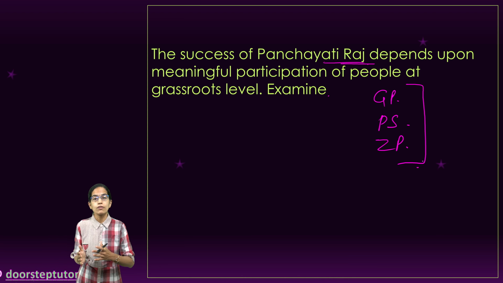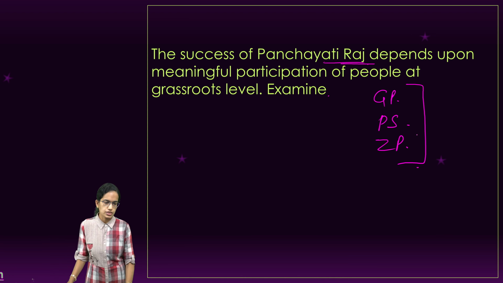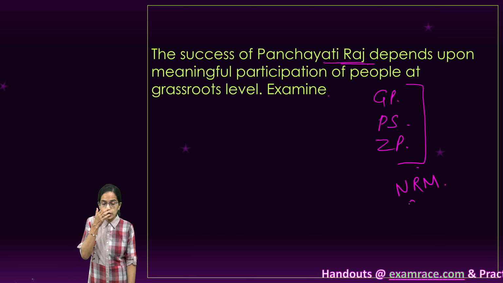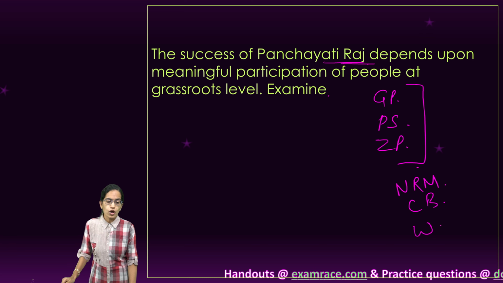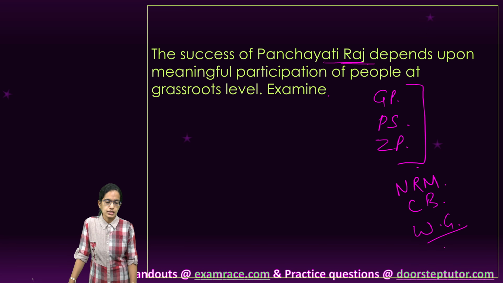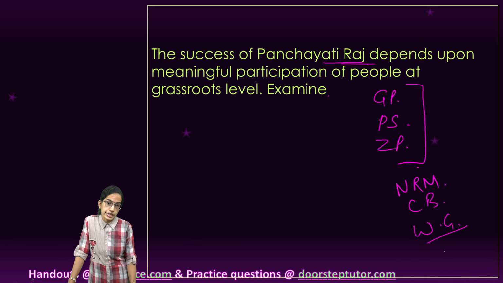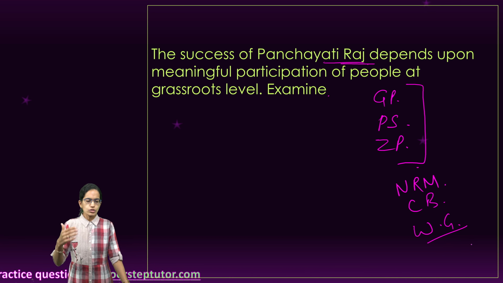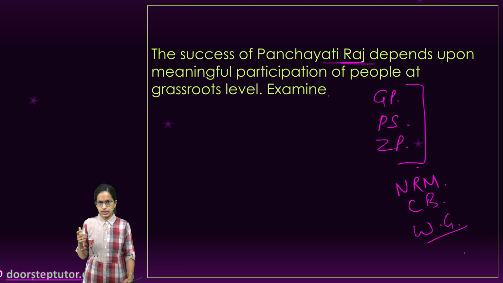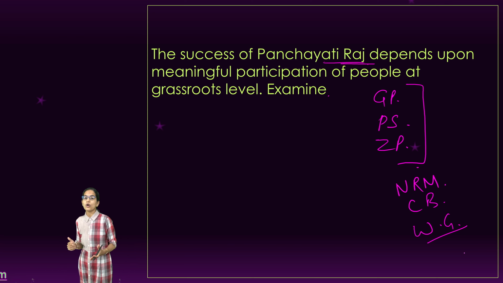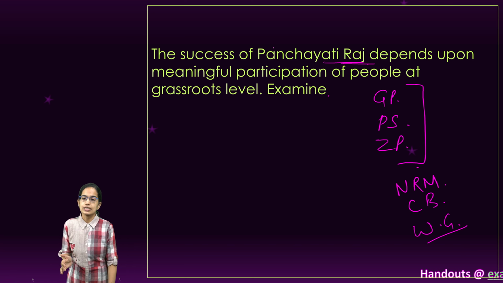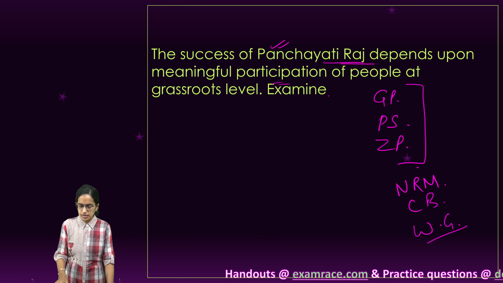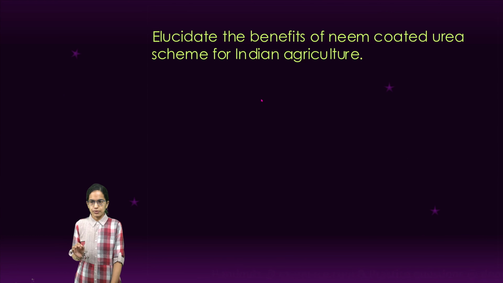Now what are the areas where participation is required? It can be related to natural resource management, it can be for capacity building, more for women's governance, women's effectiveness in governance. Then we have various schemes, for example Jawahar Gram Samriddhi Yojana. So all those are some of the basic points that you need to address. Then you need to focus on the merits of Panchayati Raj, and these merits ultimately would explain how Panchayati Raj turned out to be a successful way of people's participation.